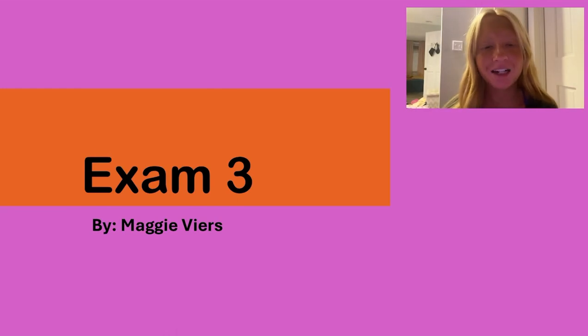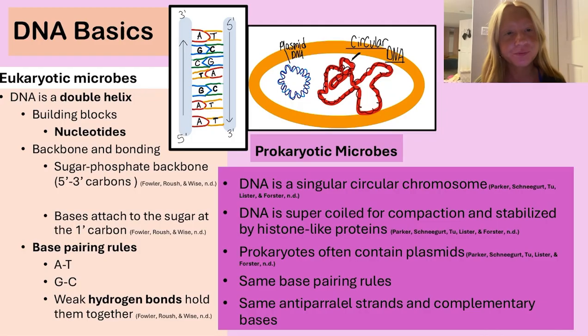Hi, this is Maggie Vires, and this is my exam 3 talking about how DNA is replicated in microbes. DNA can be replicated two different ways, depending on whether it's a eukaryotic microbe or a prokaryotic microbe, and they have a lot of similarities, but they are different in their shapes.